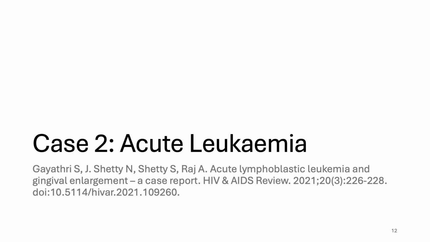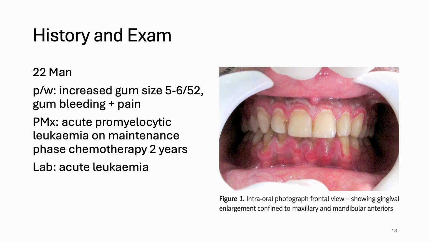Case 2 is on acute leukemia, and it is a case in India published by Gayatri and colleague. This case was reported by a group of dentists who described a 22-year-old man presented with increased gum size for 5 to 6 weeks associated with gum bleeding and pain. The past medical history is significant for acute promyelocytic leukemia on a maintenance chemotherapy for the past 2 years. The laboratory result shows that there's acute leukemia, and the clinical photo on the right side of the slide shows that there's a gingiva enlargement in the maxillary and the mandibular anteriorly.